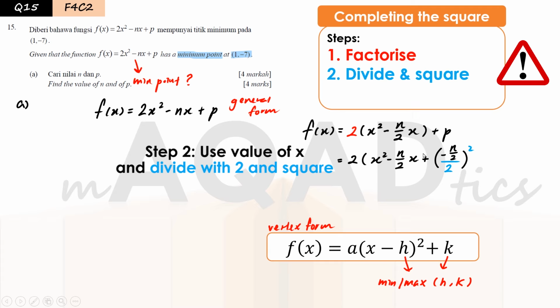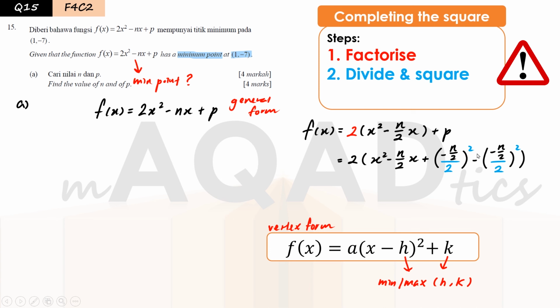Okay, so since I add this value already, I need to balance the equation, right? So when I add something, I need to minus something also. So at the back here, I'm going to minus the exact same number. Right? But here it's just negative only, or we need to minus. Alright? And don't forget the value of p at the back. So this is the second step. We need to divide and square according to the value of x, which is negative n over 2.